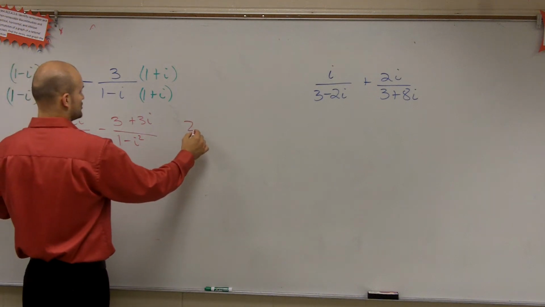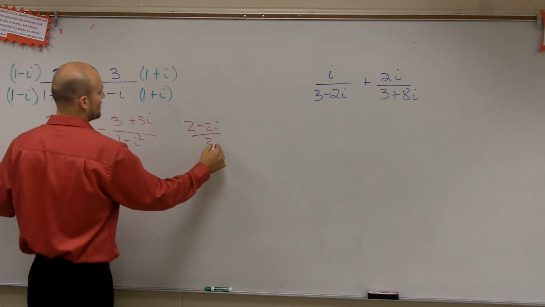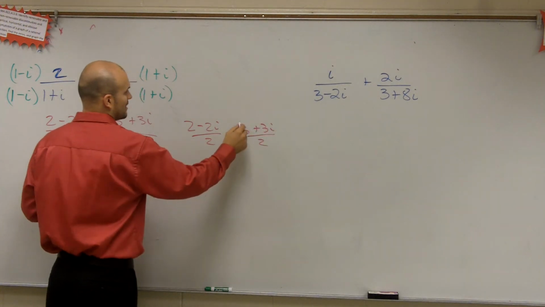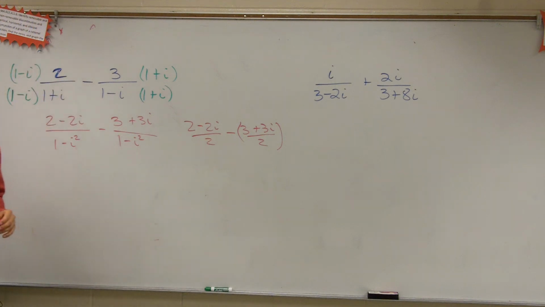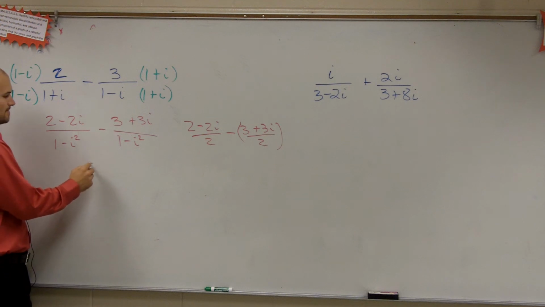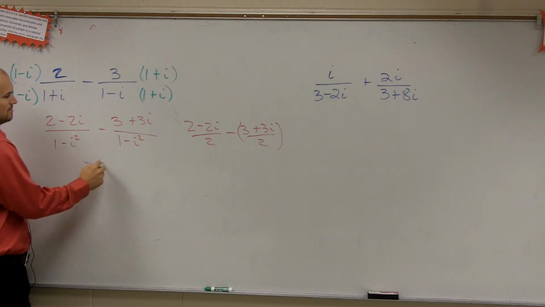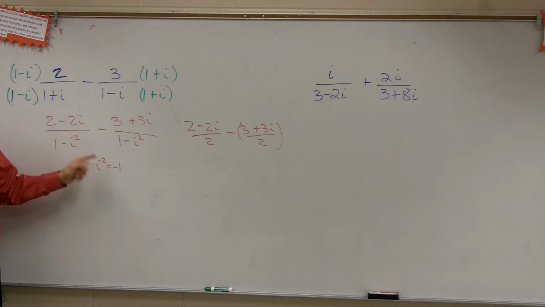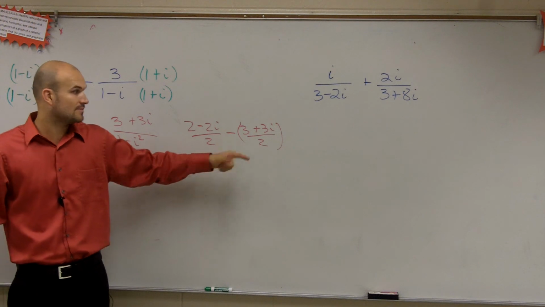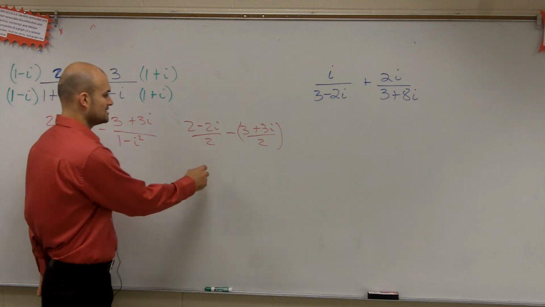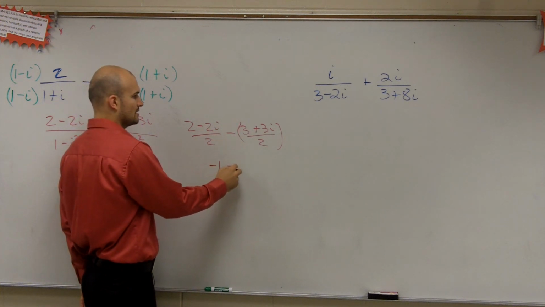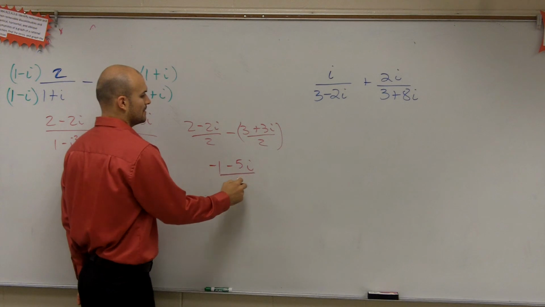And so what I have is 2 minus 2i divided by 2 minus 3 plus 3i divided by 2. And remember, that's all in parentheses. You're subtracting both of those terms. All I did was I rewrote i squared as -1 to give me 2. So remember, now I have common denominators, so I can subtract them. So I do 2 minus 3, which is -1, negative 2i minus 3i, which is negative 5i, all divided by 2.